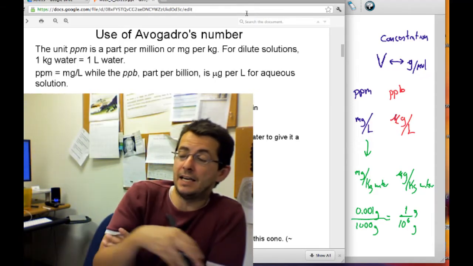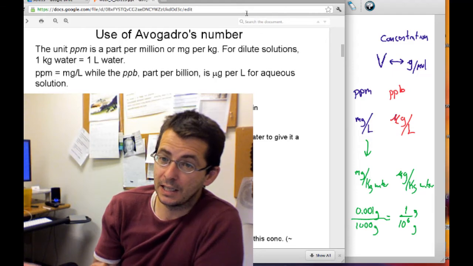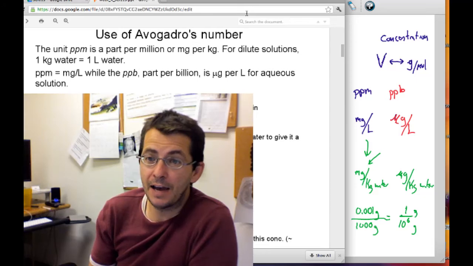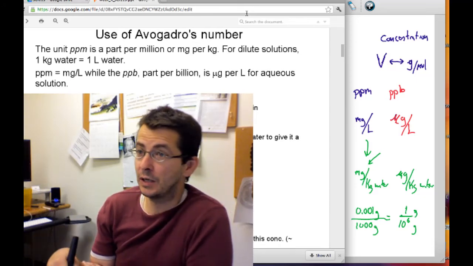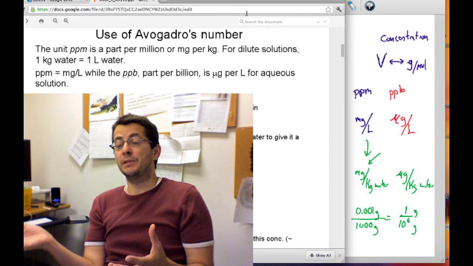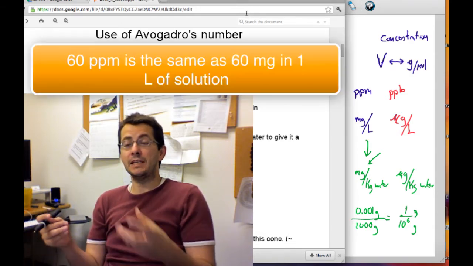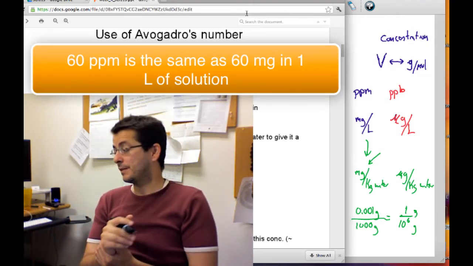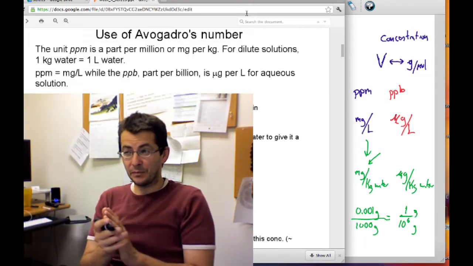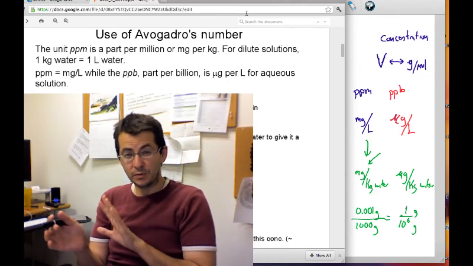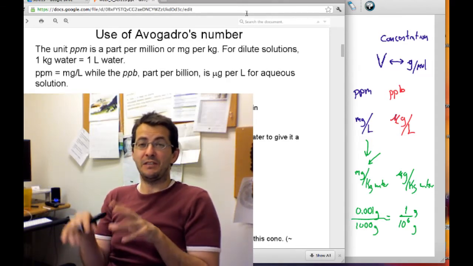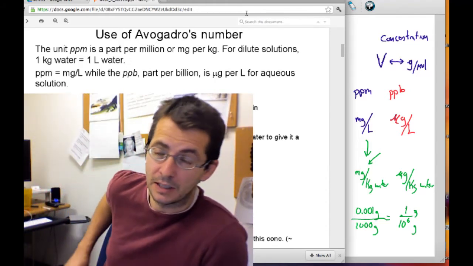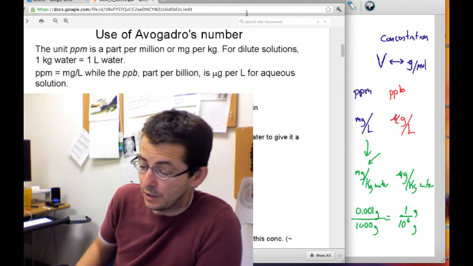So you can think of these as representing small quantities. When I use them, I like to express them in this fashion: a milligram per kilogram. So a 60 parts per million solution would represent 60 milligrams in a kilogram of water, 60 milligrams in a liter of water. Now this liter-kilogram relationship only works for very, very dilute solutions. So it's a fudge. Parts per million and parts per billion are working under the assumption that the density of the solution is relatively constant.